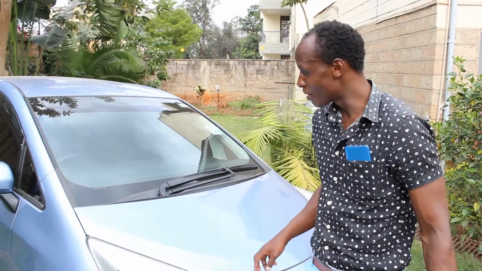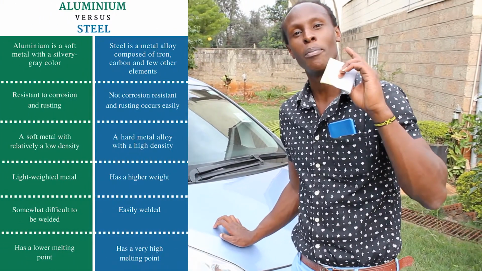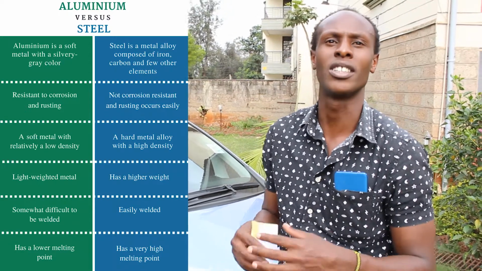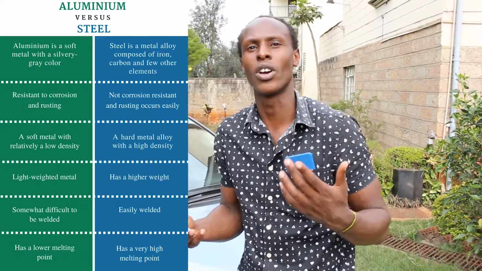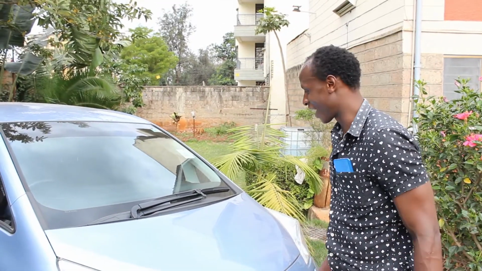The other metal used to make cars is aluminium, and aluminium is the best because first it is stronger than steel, and also it is lighter. It's not a very heavy metal. That's the first thing we learn about a car.